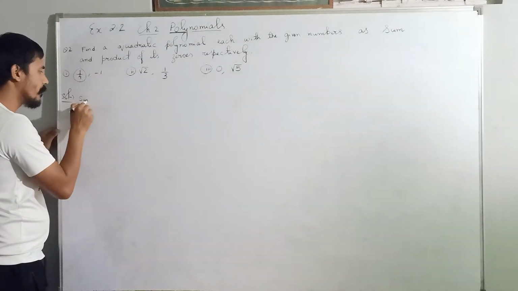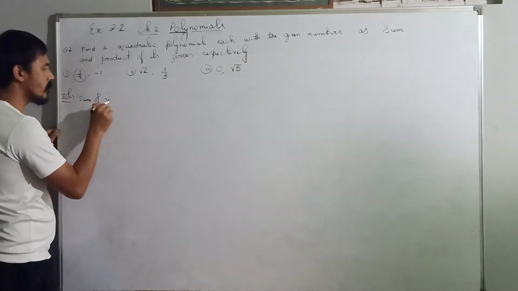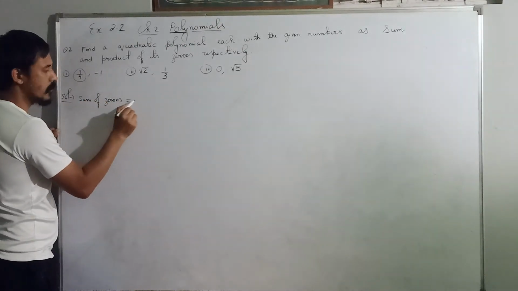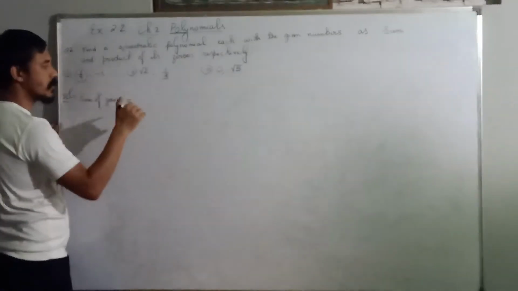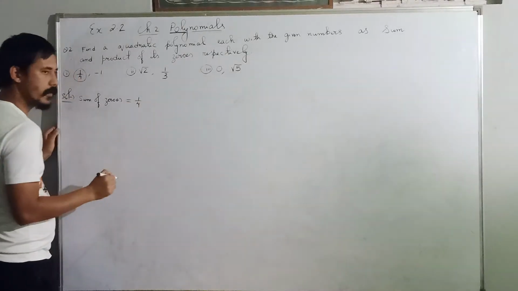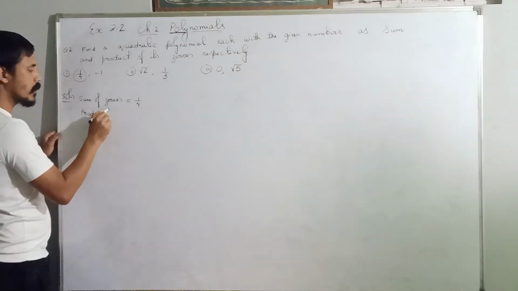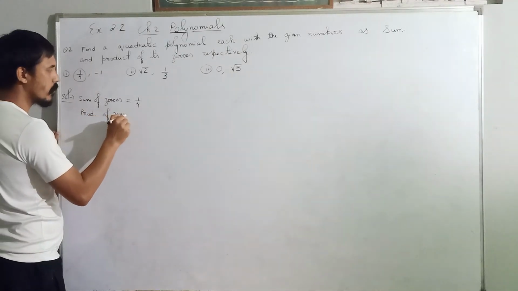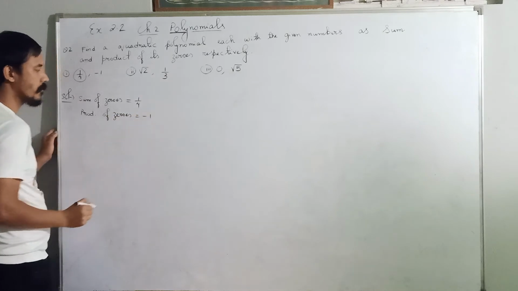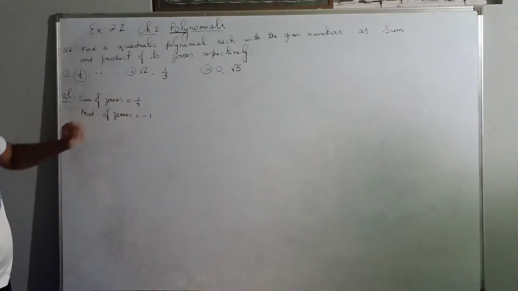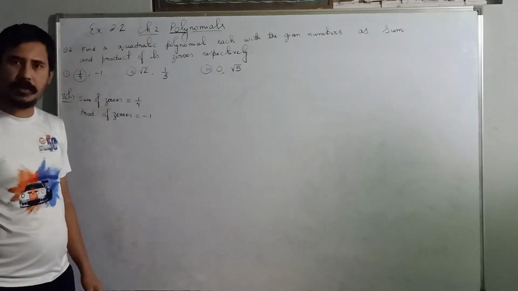So I'm going to write sum of zeros. The first given number is the sum of your zeros, 1 by 4. And the second given number is the product of your zeros, minus 1. The sum and product of the zeros are given, so using this information we need to find the quadratic polynomial.